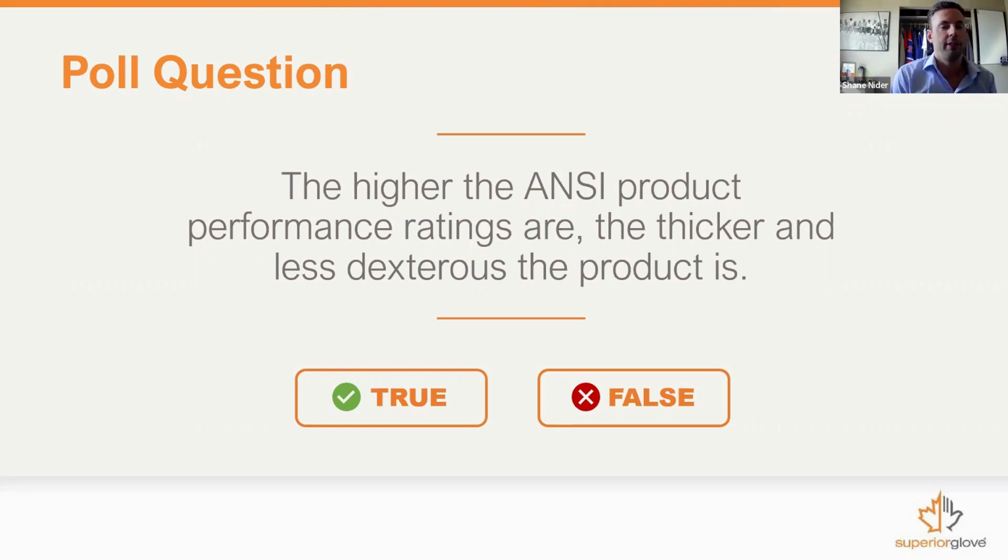So I just wanted to dispel that misconception that, to get a high performance, the product needs to be thicker and not offer any level of dexterity. So sometimes that is the case, but more often than not, products are offering higher performance and still giving that great performance. And so just wanted to throw that out to the group. So good job there.